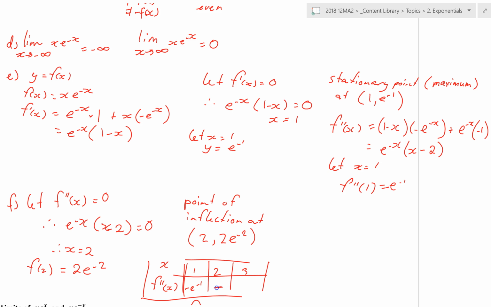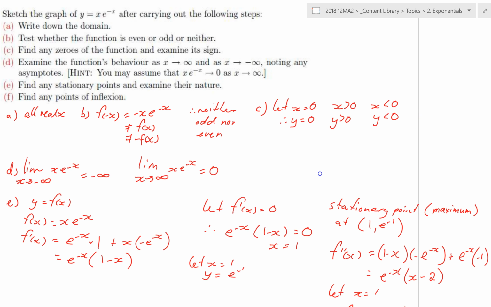Here it is horizontal, because at 2 it's equal to 0. And at 3 we said that that was going to be equal to e to the negative 3, which is positive. So it goes like this. I have my point of inflection here, my stationary point, my maximum here, and my 0 at the origin. Both my intercepts are at the origin.